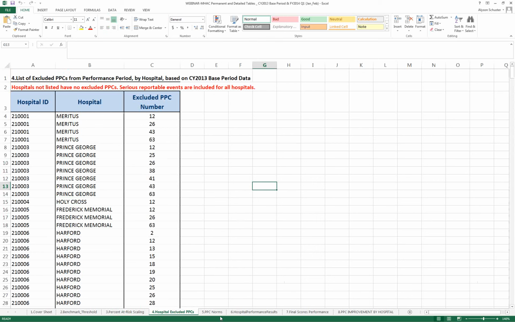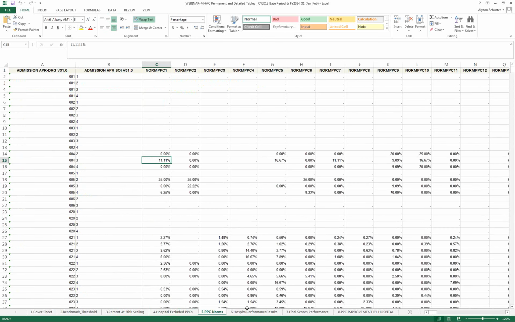Next is the excluded PPCs list, which I already showed you. And finally, this is the norm sheet that I mentioned. This is a sheet hospitals have received previously, and this sheet allows you to try to calculate how many people are expected to be at risk for each PPC. So what this does is it tells you by APR-DRG severity of illness level. So for instance, for APR-DRG 4, severity of illness level 3, it tells you that 11.11% of at-risk cases are expected to have this PPC. Again, you can use this then to make estimates for your expected numbers to try to monitor performance throughout the performance year.